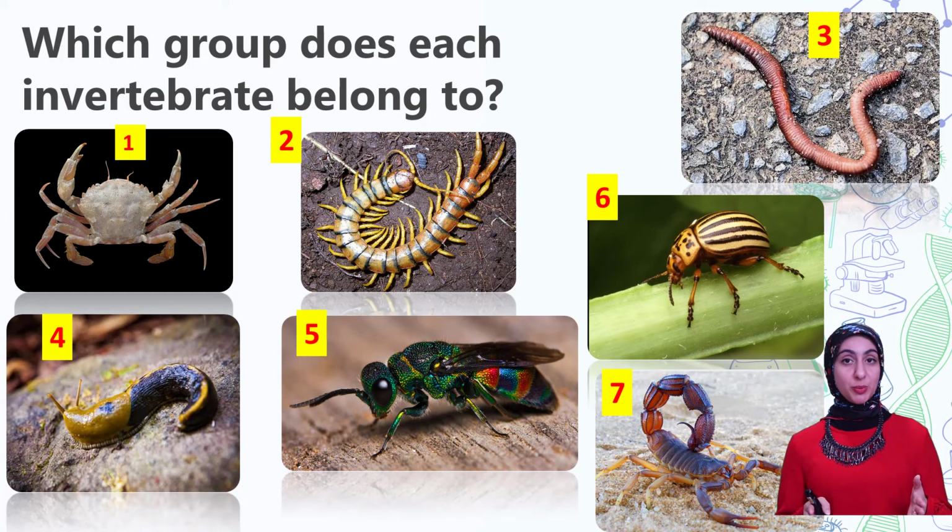The fifth invertebrate here, it has 3 legs on each side. This means it has 6 jointed legs. Also, it has wings, it has 1 pair of antennae, and its body is divided into 3 parts: head, thorax, and abdomen. So it is classified as insects.